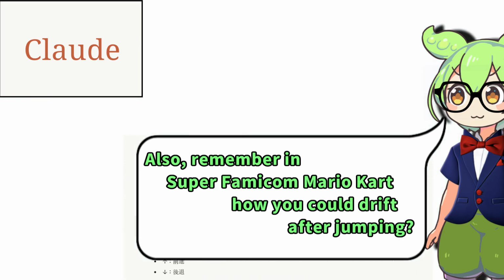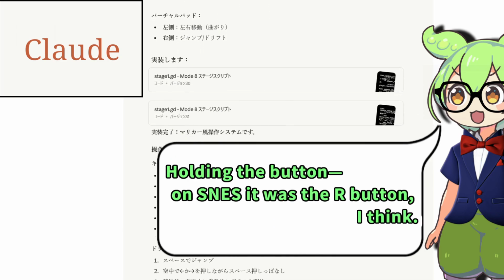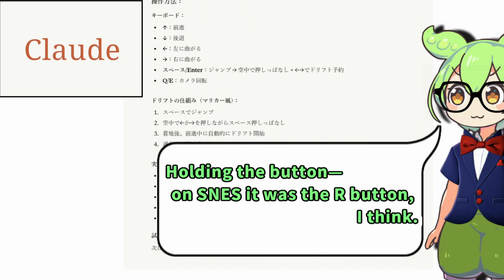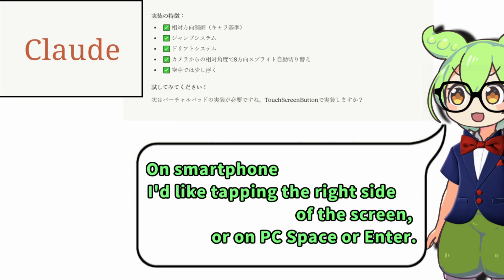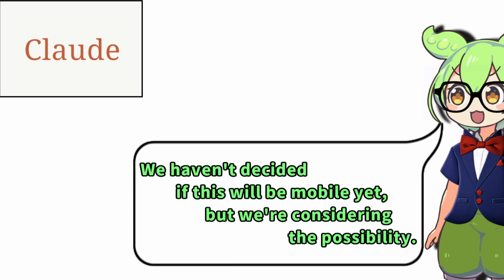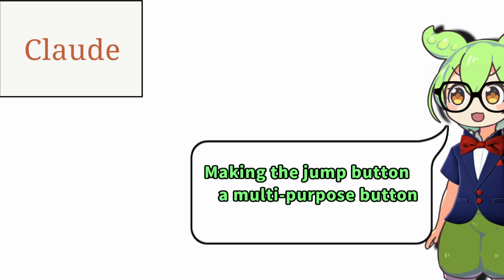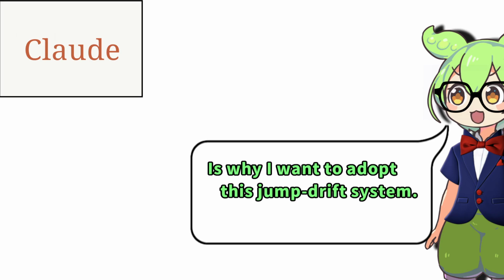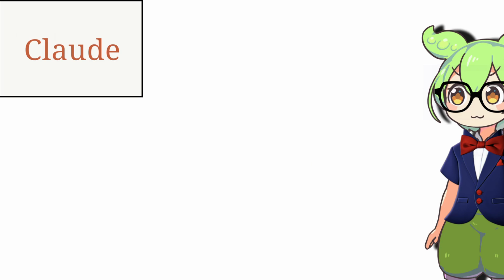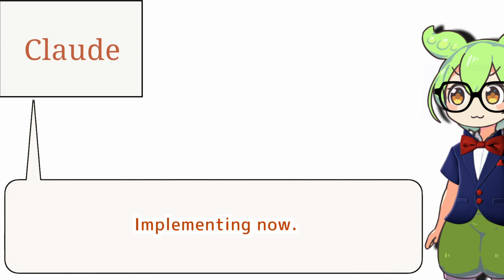Also, remember in Super Famicom Mario Kart how you could drift after jumping? Holding the button, on SNES it was the R button, I think. On smartphone, I'd like tapping the right side of the screen, or on PC Space or Enter. We haven't decided if this will be mobile yet, but we're considering the possibility. So when thinking about the smartphone case, making the jump button a multi-purpose button is why I want to adopt this jump drift system. It's the Mario Kart drift system. Implementing now.